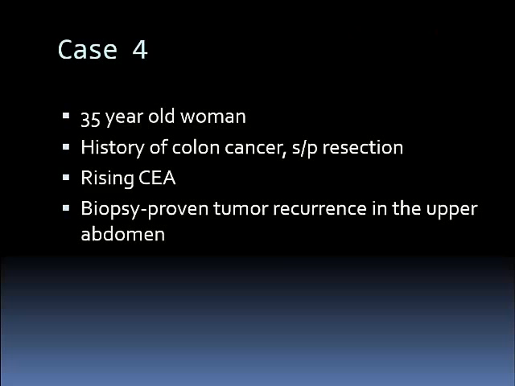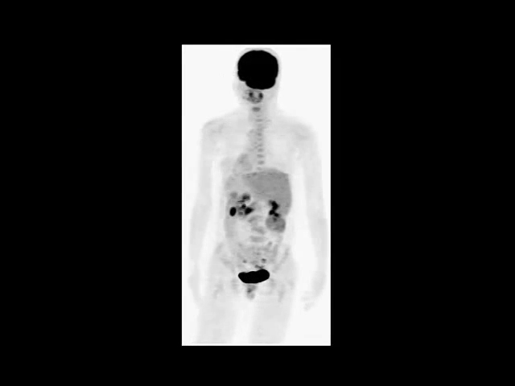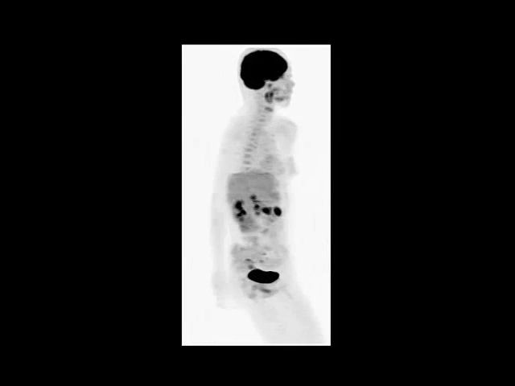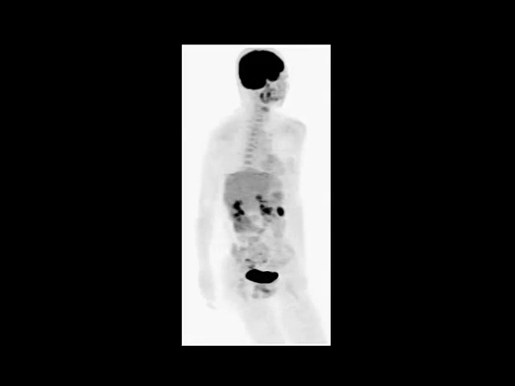Next case is a 35-year-old woman with a history of colon carcinoma that's been surgically resected, has a rising CEA, and now has a biopsy-proven tumor recurrence in the upper abdomen. Here's her PET image. And I'll call attention to the two foci of very intense activity in the upper abdomen, as well as some less intense foci of activity down in the pelvis.